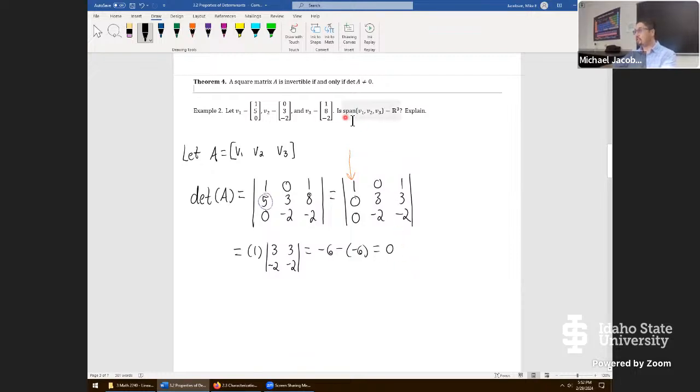They asked us, is span V1, V2, V3 equal to R3? But what we can say is the matrix is not invertible. I'll abbreviate by saying A inverse does not exist. Lots of ways to say this. You can say A is singular, A is not invertible, or this would be my version I usually use.